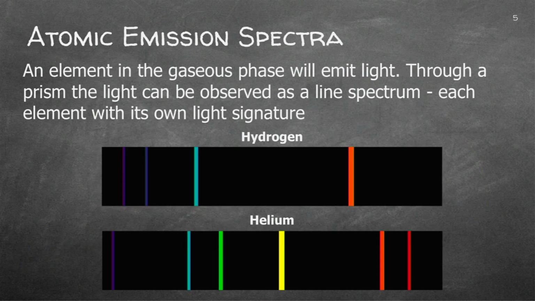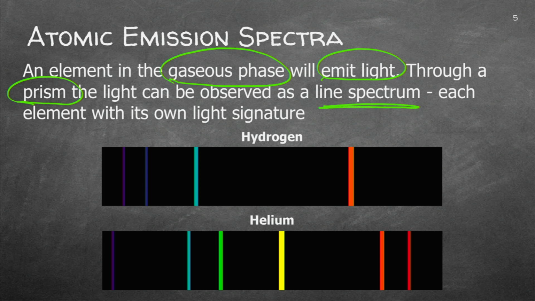Now let's have a look at this. An element in the gaseous phase. Now guys, it's important, it has to be a gas. If you put any solid or liquid in front of this, you're not going to see anything. It will emit light. Then this specific apparatus will pass the light through a prism exactly as I've shown you just now, and you will see a line spectrum.